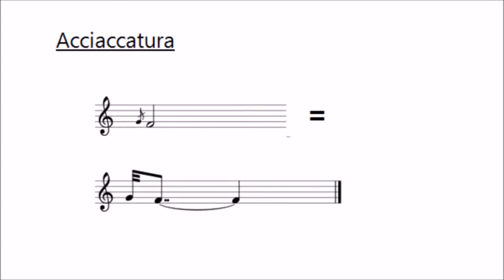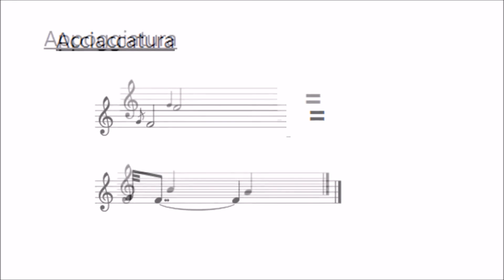Acciaccatura. This is often called a grace note and may be called such in an exam. It is also sometimes referred to as a crush note, describing its effect of rapidly crushing the smaller note just before and onto the main written note. However, this term, crushed note, is best avoided in the exam, even if it is helpful in remembering its function.